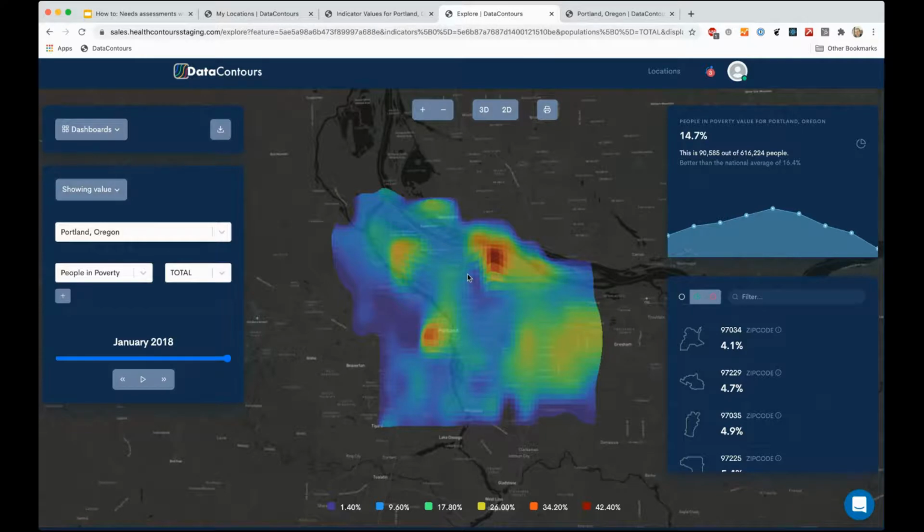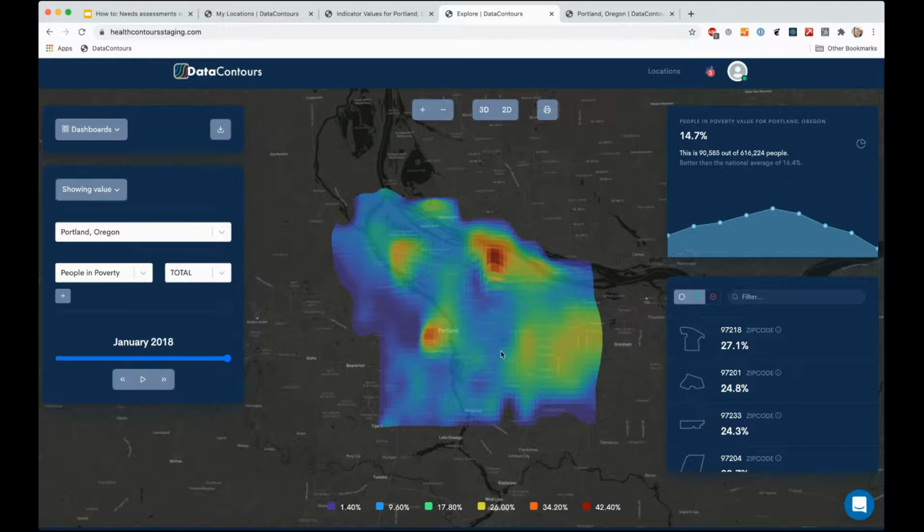14.7%. We've got a chart that shows how it's changing over time. So it's been getting better like most places in the country. We saw poverty rate increase after the Great Recession, and then it's been decreasing for the last 5 years. We also provide a dynamic zip code level breakdown of where poverty is highest, 27, 24, 23%. You can filter this. Depending on what you're looking at, this will change to be tract level. If you zoom in, it will change to be county level.